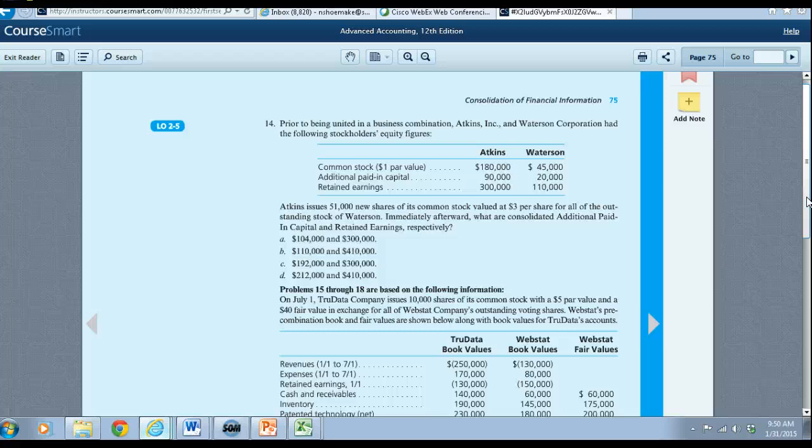So Atkins is issuing 51,000 shares valued at $3 per share. So the common stock piece is going to be $1. The additional paid in capital is going to show that extra $2 a share. Do you know what I'm saying? Because it was valued at $3 a share. We know the par value stays in the common stock and the additional goes to additional paid in capital.